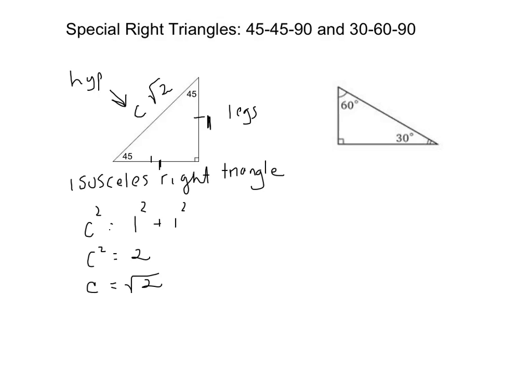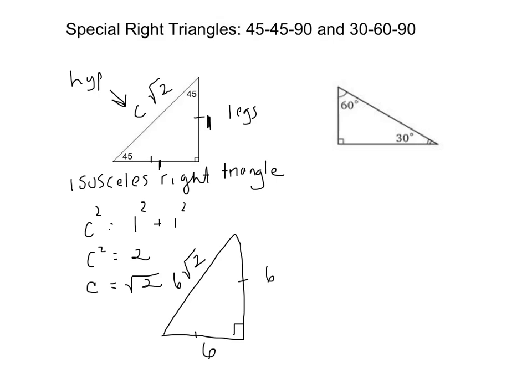So in other words, if I had an isosceles right triangle, and each side was 6, then the hypotenuse would be 6 square root of 2. And of course you could verify that with the Pythagorean theorem. But if you know the ratios of the sides, you don't really need to verify it every time. Okay, so we're going to do some more examples.